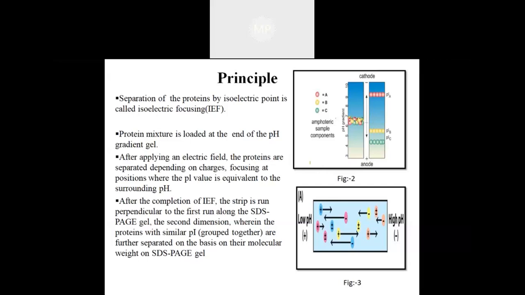After the completion of the first dimension, the isoelectric focusing strip is run perpendicular to the first run along the SDS-PAGE gel. After that, in the second dimension, the proteins with similar pI are further separated on the basis of their molecular weight on the SDS-PAGE gel.